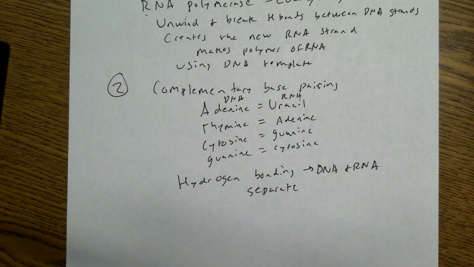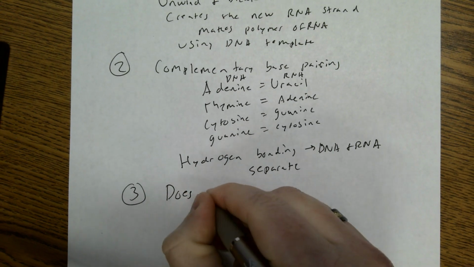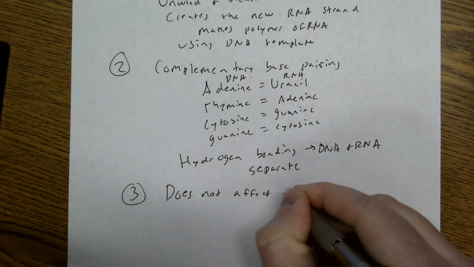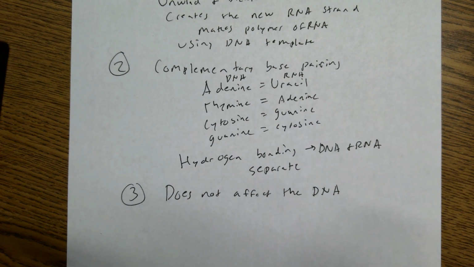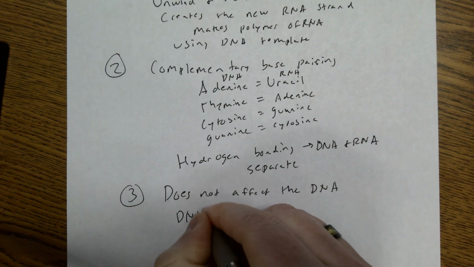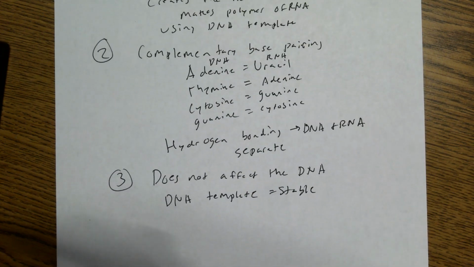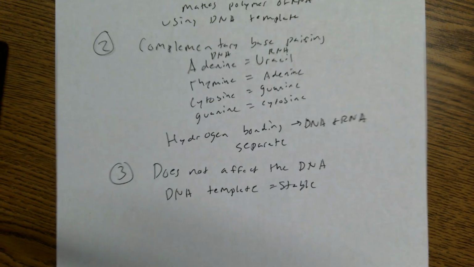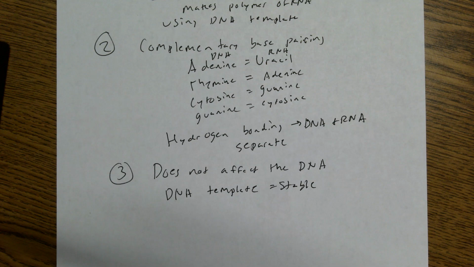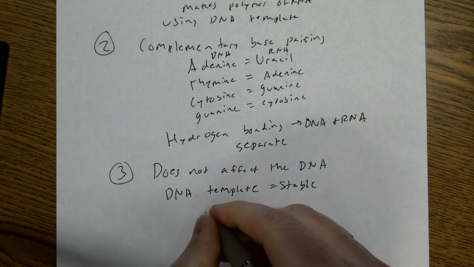What else we need to know is that it does not affect the DNA. So you bond the RNA to it, and then it releases, and it does not affect the DNA. The DNA template is stable. And so you can do this over and over again without changing the DNA, which allows you to make many, many copies of the mRNA without worrying about the effects on your DNA template. And so sequences are conserved, and there's no mutations happening due to this process.